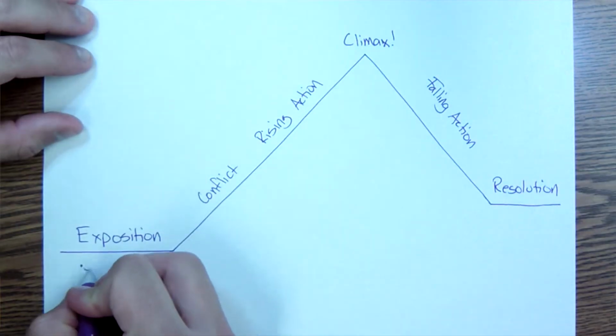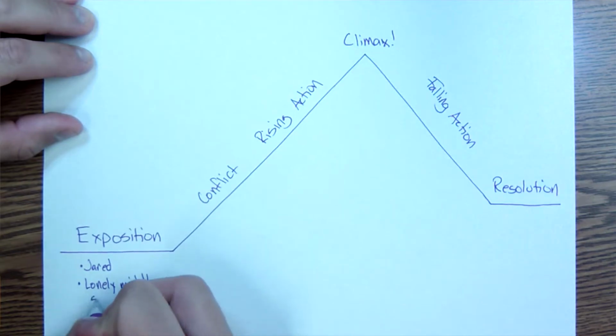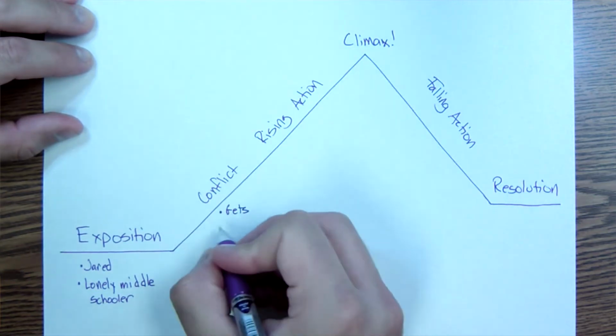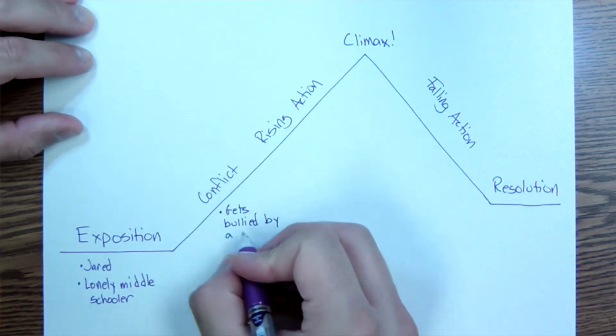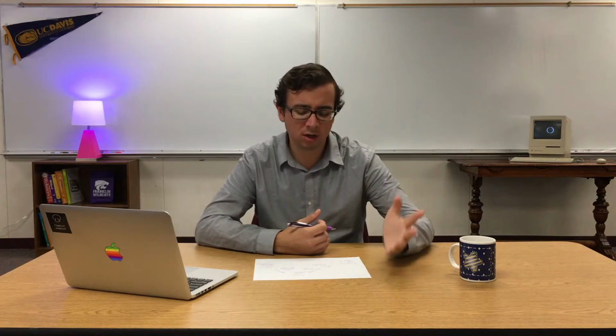So Jared, as we know, is a lonely middle schooler. That is the exposition. So if I were writing the story, I would say, this is Jared, this is the world he lives in. That's my exposition. I'm introducing us to the character, to the world. And then the conflict that I would come up with if I were writing this story is that he gets bullied by a new friend. Remember, he's a quiet, shy kind of person. He's really passionate about his interests, but other than that, he's pretty low-key. So he makes a friend, and that friend ends up being a bully.